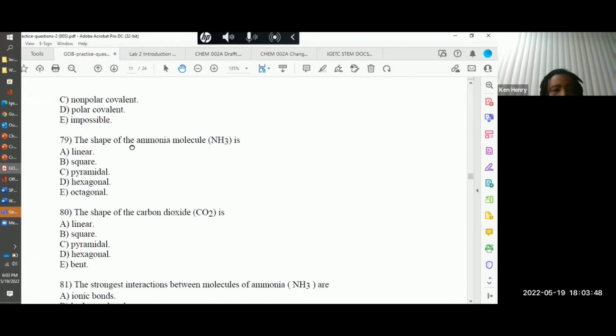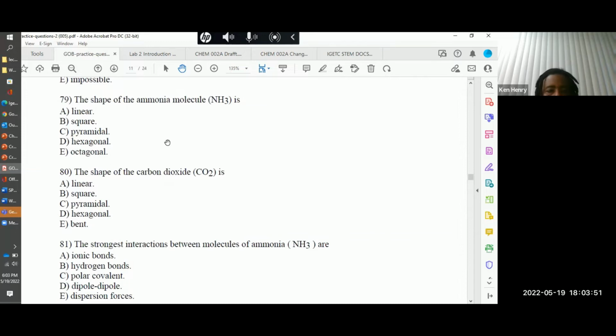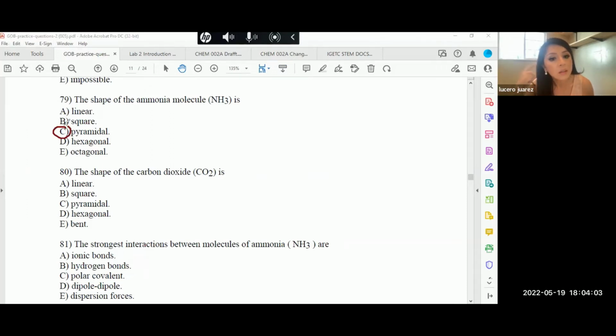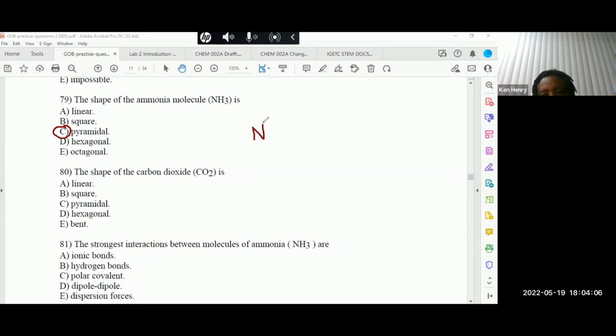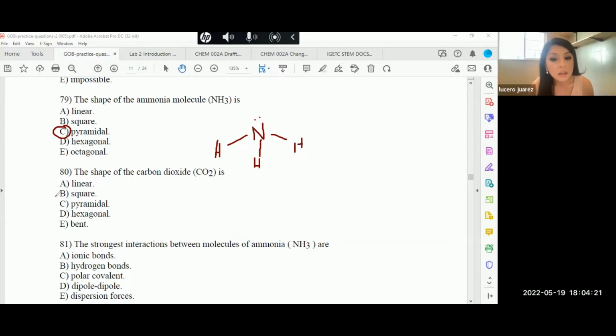So we did 78. Okay, 79. I already did 79. Okay, what is it? Is it pyramidal? Okay, that is correct, because we know that the structure looks like this. Okay, what about 80? Linear? Okay, that is correct because we know that the structure looks like this.